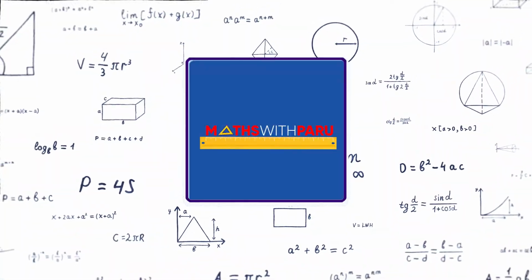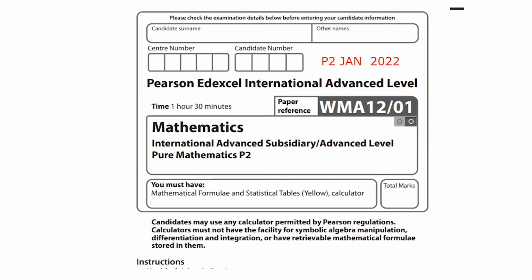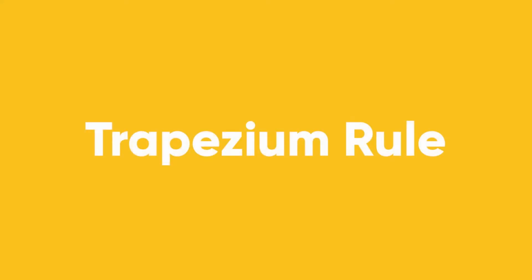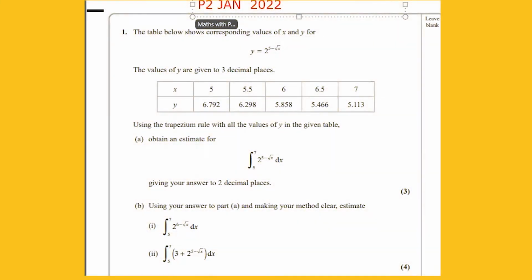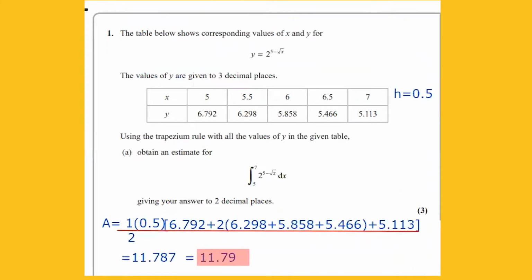In this video, I shall be discussing a question from P2, January 2022, Pearson Edexcel International Advanced Level Examination. The question is question 1 and it's on trapezium rule. Let's have a look at this question in front of us. The first part, A, is to obtain an estimate for the integration using the trapezium rule.